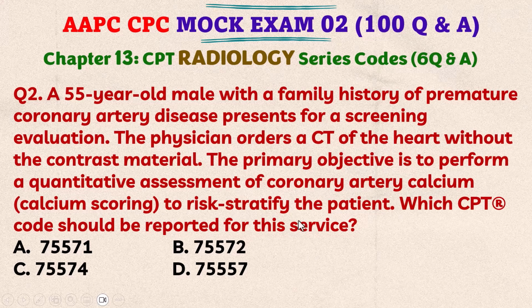So there are 4 answers available. Take your CPT code book and find the answer. So here you have to highlight the encounter is for CT of the heart without contrast material and the quantitative assessment of coronary artery calcium scoring. So when you look at the answers, all answers are adjacent codes, so you can use the elimination method.